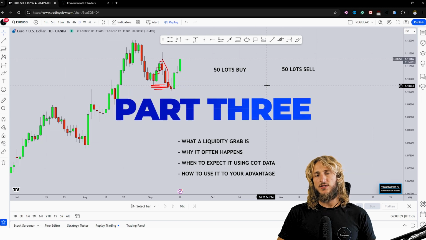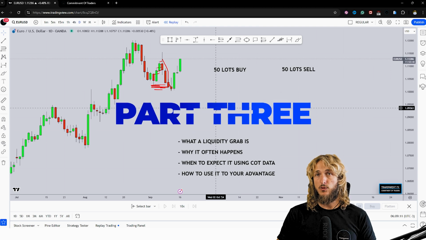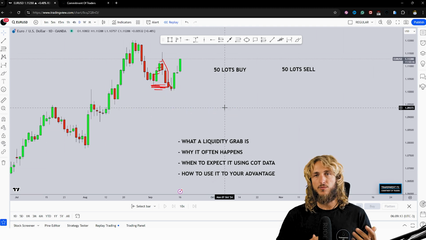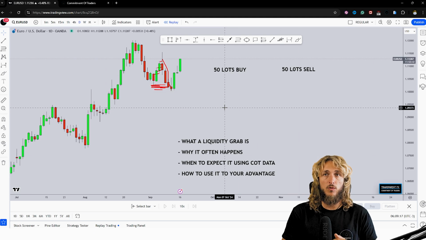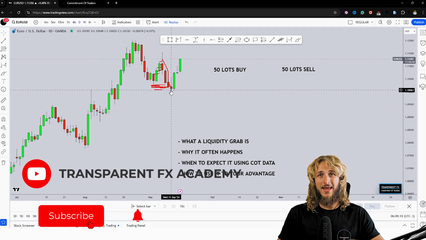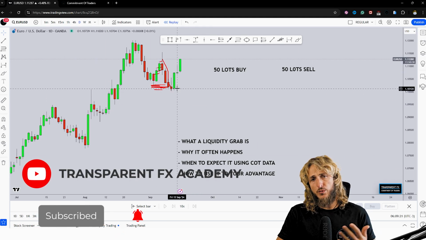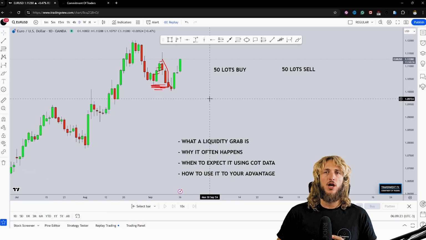Now, the question is, okay, but how can you expect a liquidity grab? So maybe you wait before placing your order if you want to place the order, or maybe you can develop a strategy around the liquidity grab, or even also you short into the liquidity grab with your stop loss at the liquidity area. So essentially, when to expect it.